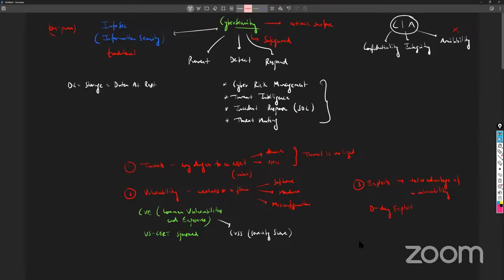A very famous example of a zero-day that affected us fairly recently, not a couple of months ago but fairly recently, was the Apache Log4Shell.